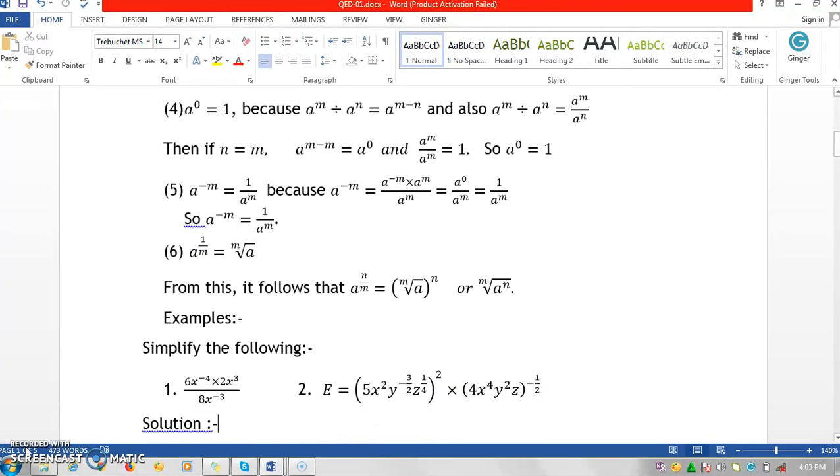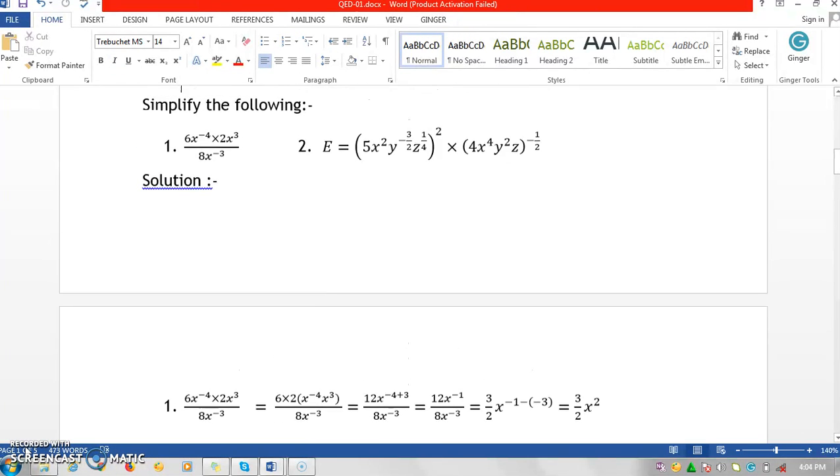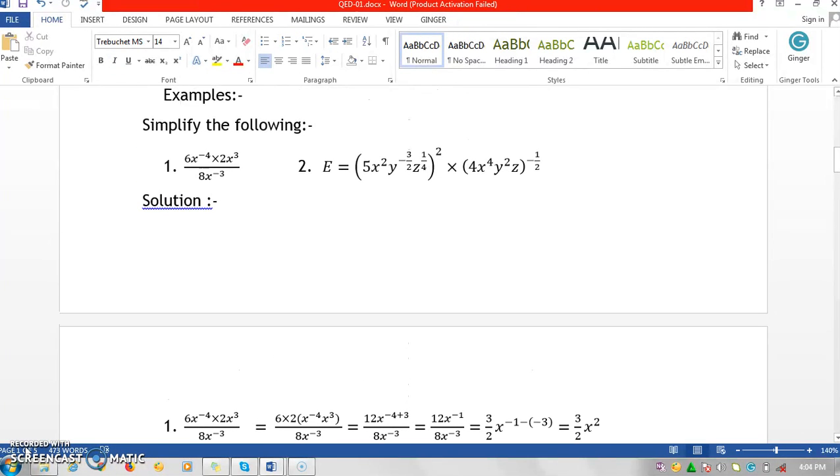So let's check some examples and see how it is done. Example number 1. Simplify the following: 6x raised power minus 4 times 2x raised power 3 divided by 8x raised power minus 3. And here is the second example.